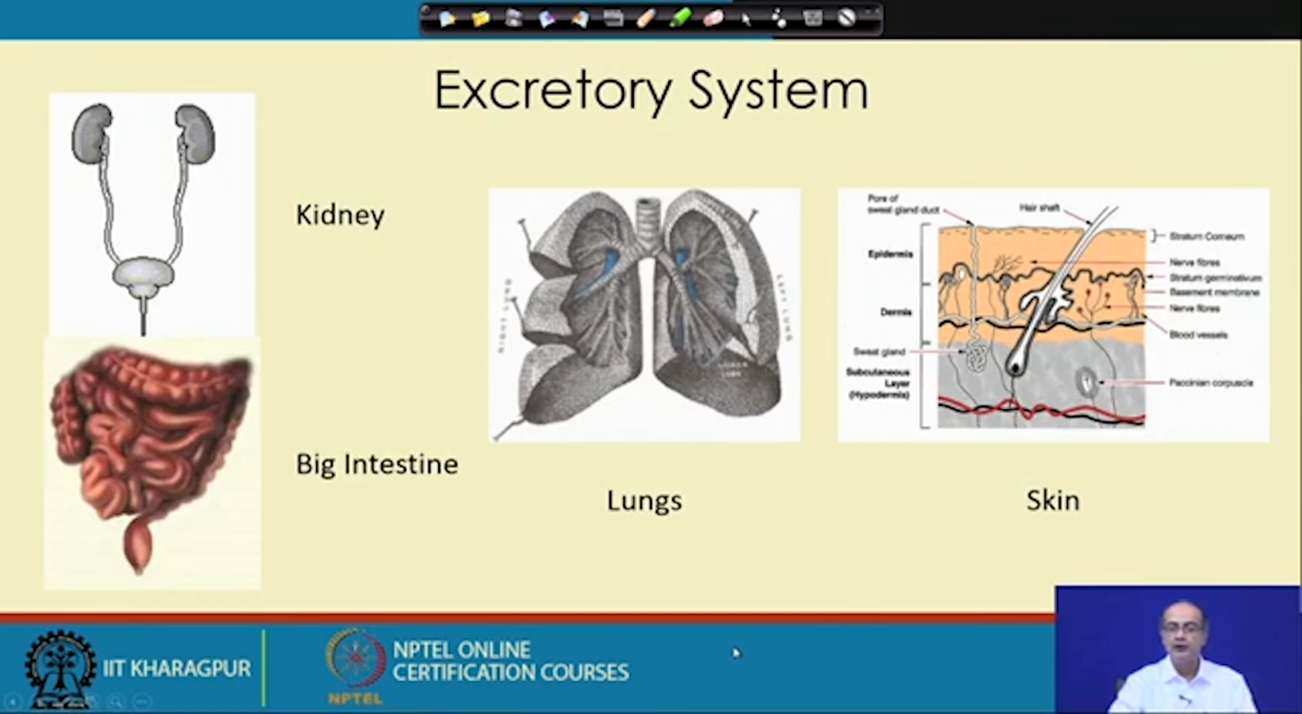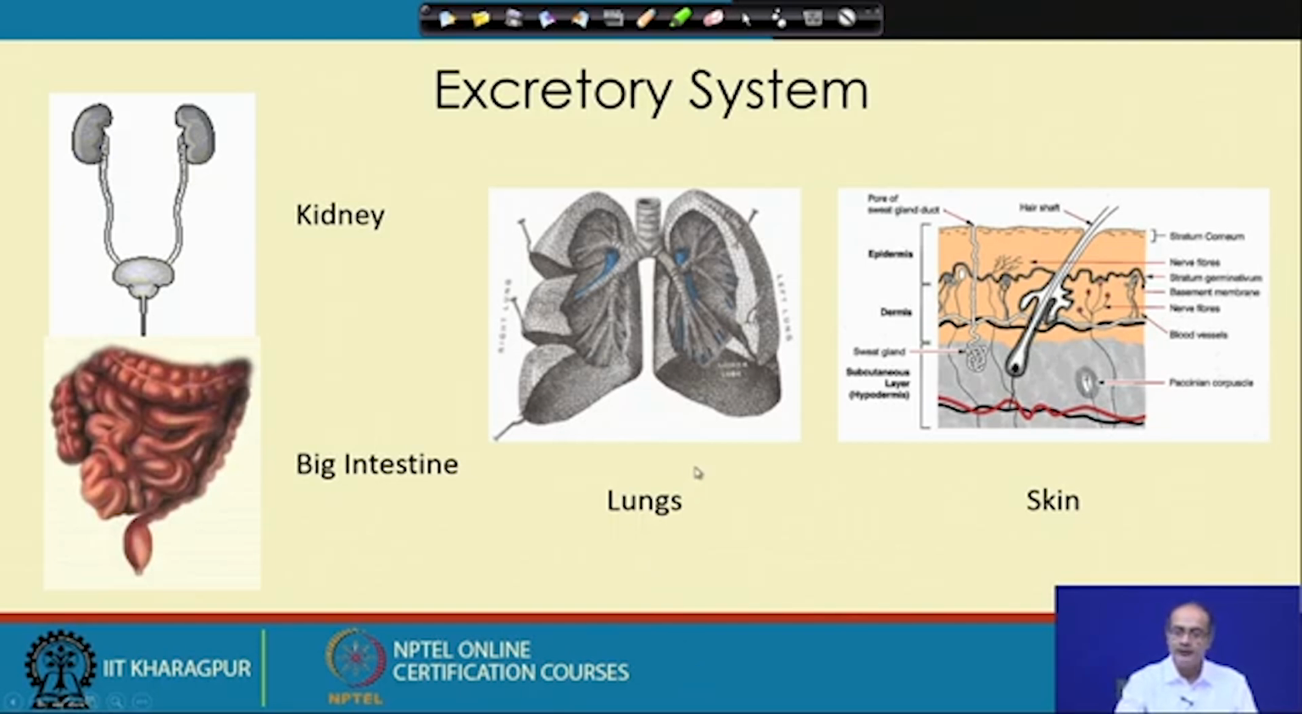Next, we will go for the excretory system. When we are doing metabolism or different kinds of reactions, some of the things generated as a byproduct are not good for the body. If we store them, they are going to harm the body. So, those byproducts which are harmful for the body, we need to give out.